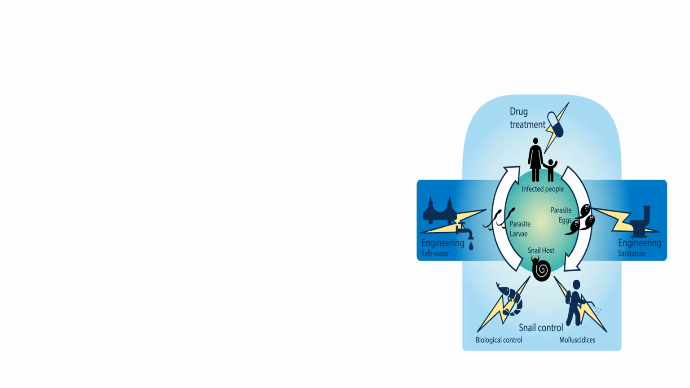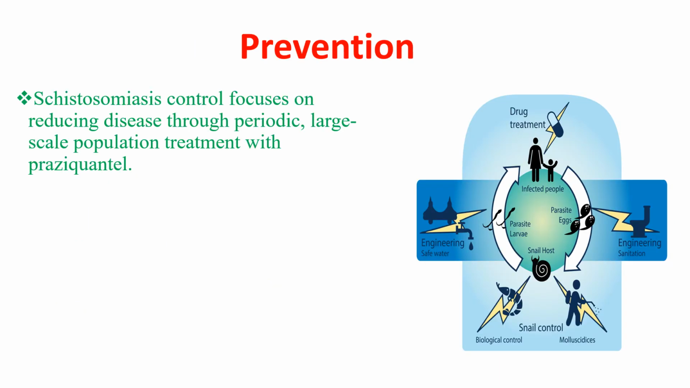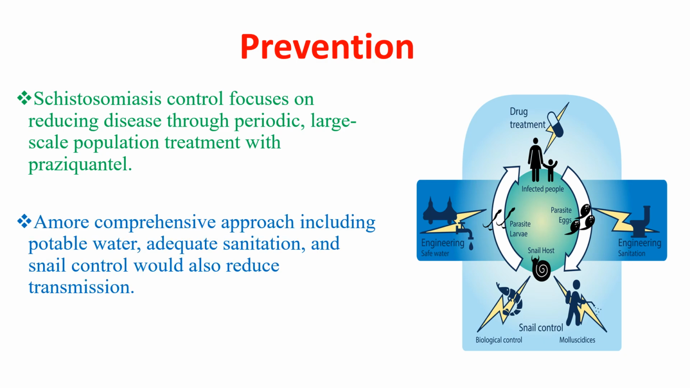The final one is about the issue of prevention. Schistosomiasis control focuses on reducing disease through periodic, large-scale population treatment with praziquantel, and a more comprehensive approach including clean water, adequate sanitation, and snail control. Those things help to reduce the transmission. Ultimately, control of schistosomiasis is closely linked to economic and social development.